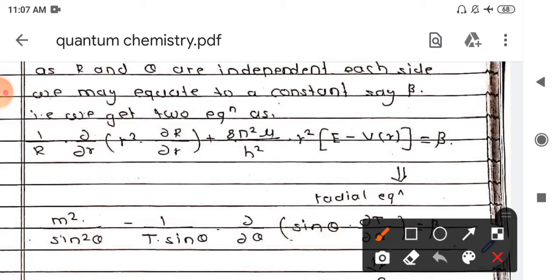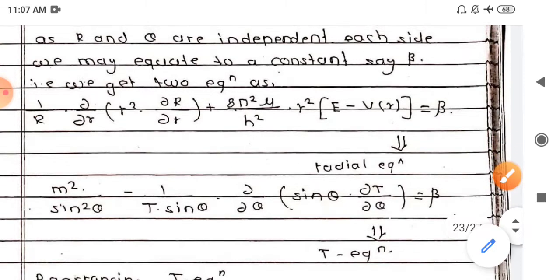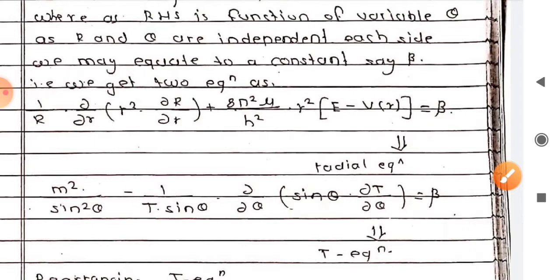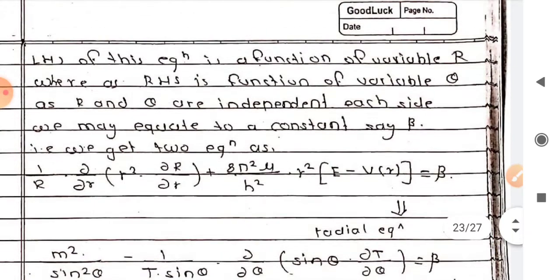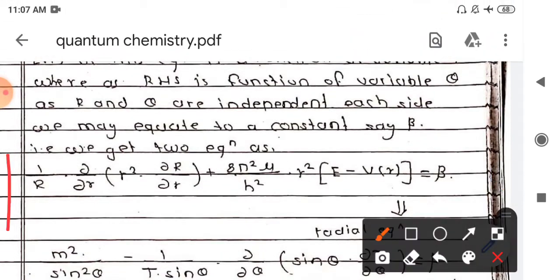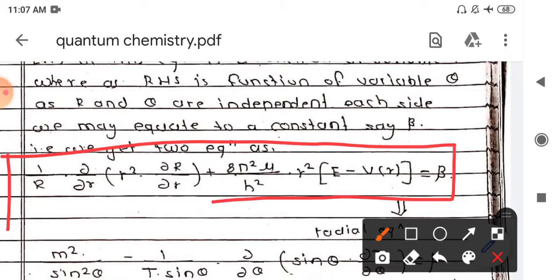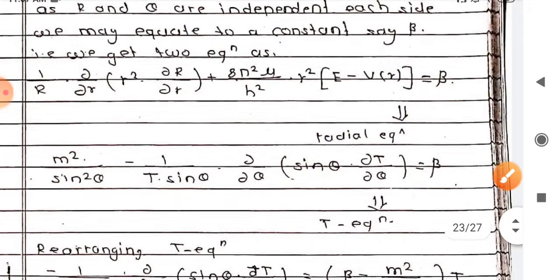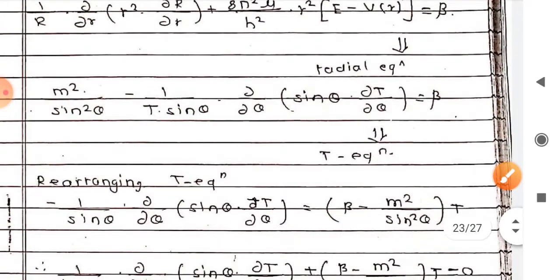So we have solved this for the f equation. Now we have to obtain the equation for the r and t equations. Our equation will look like this: 1 upon r into d by dr of r square dR upon dr plus 8 pi square nu upon h square into r square (E minus V r) is equal to beta, and the theta equation or the t equation will look like this.